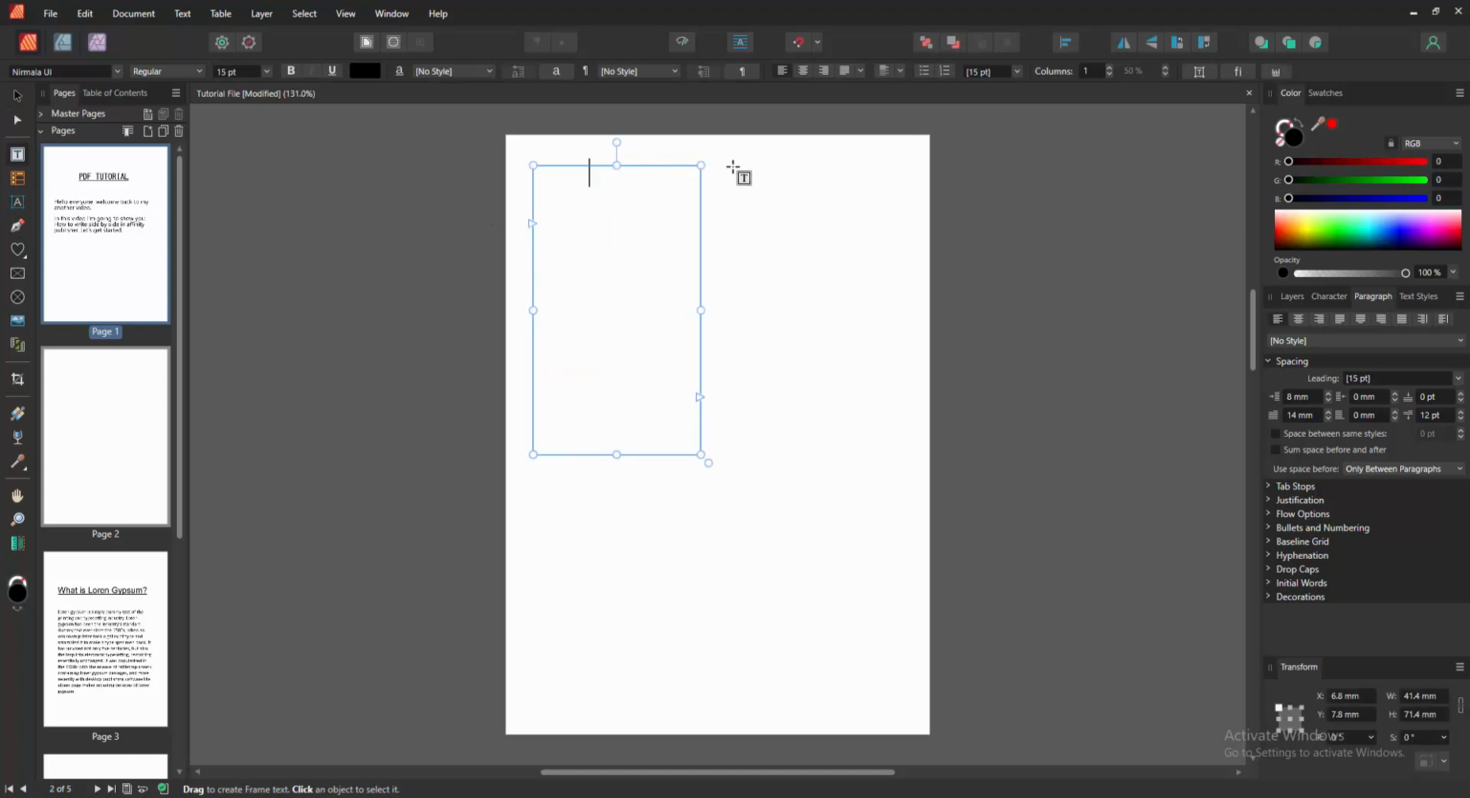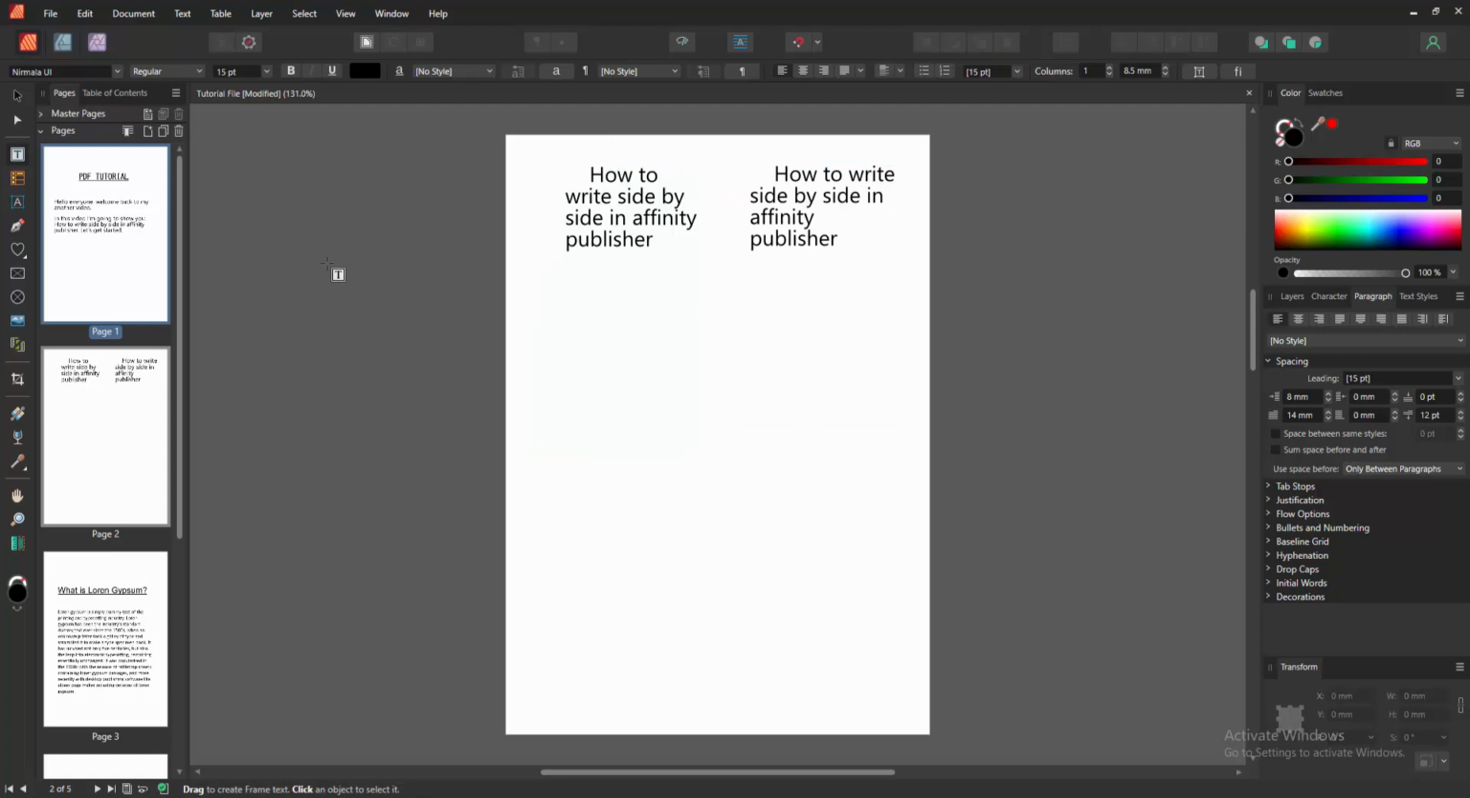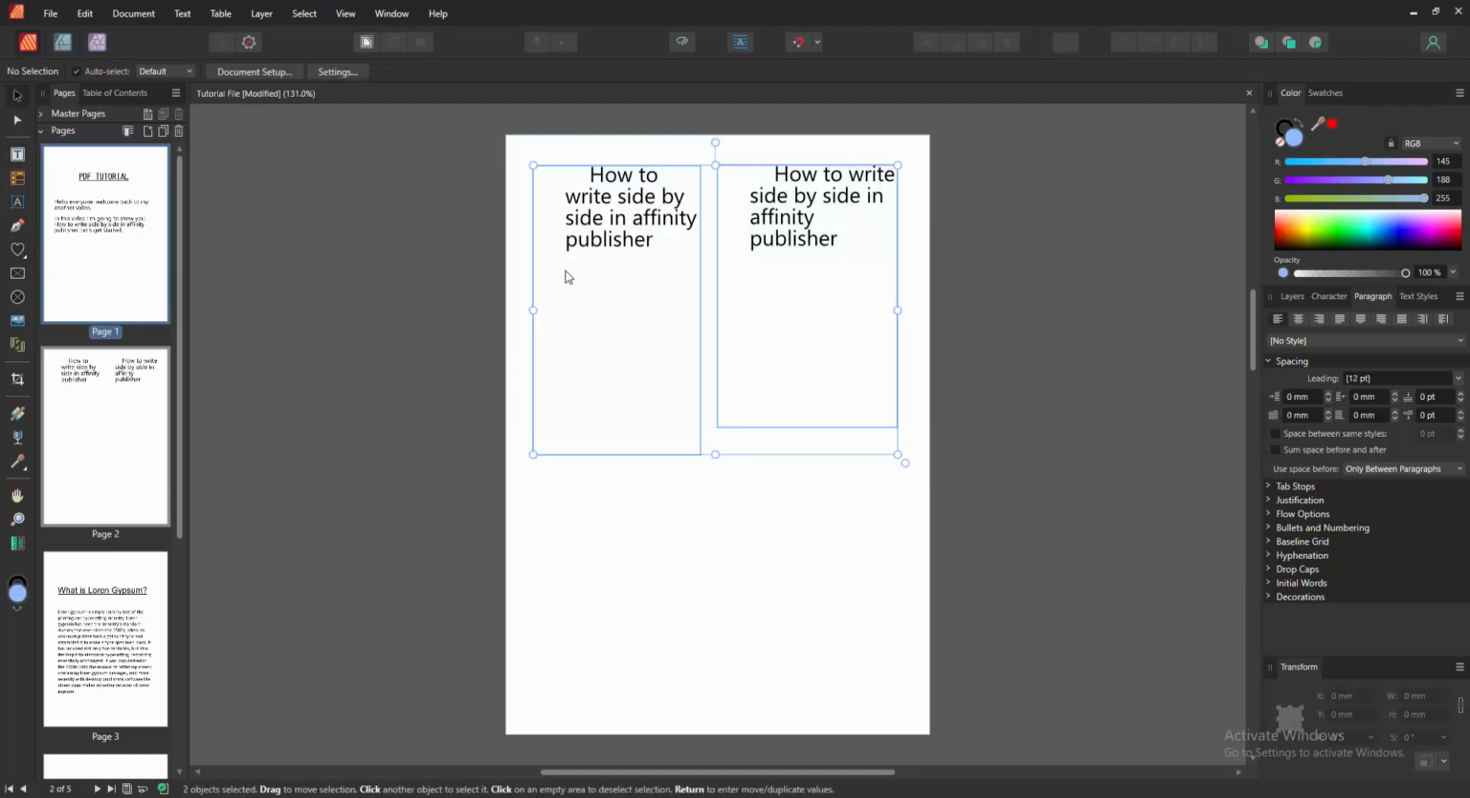text frame. Now we draw two text frames side by side. Then write anything in the first text frame, then go to the second text frame and write anything. Now we can see we write side by side very easily.